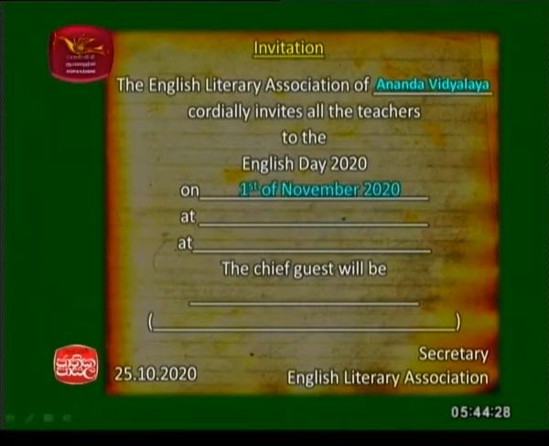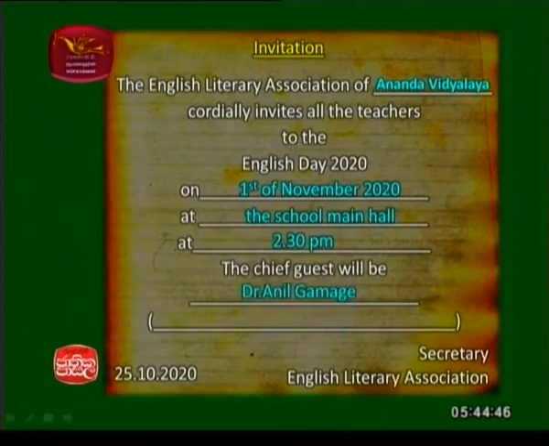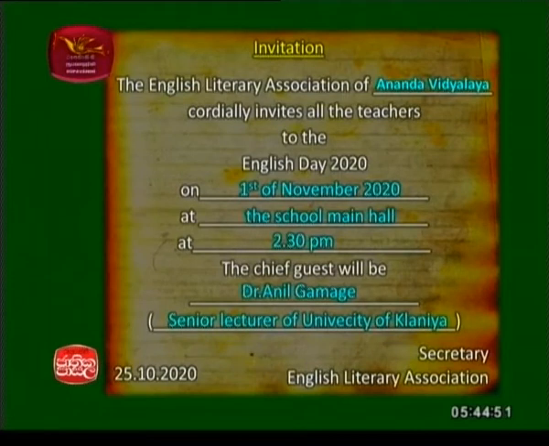They are inviting all the teachers to the English Day on the date, at the school main hall, at the time. And you can write additional information like chief guest. Normally it's a very formal thing to include the chief guest's name. The chief guest will be Dr. Anil Gamagi, and you have to describe who this person is. Senior lecturer of University of Kelaniya. Right. And then this was written by Secretary, English Literary Association, and the date is there.